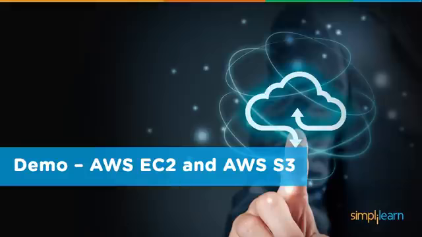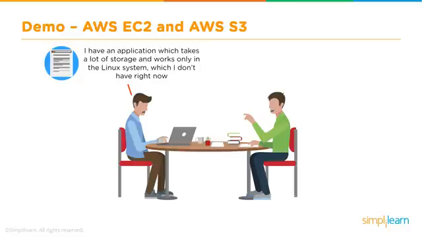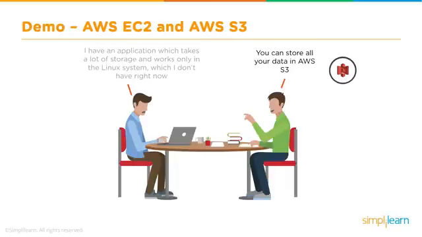Alright, enough of theory, let's have a quick look at how two services in AWS, EC2 and S3, work together and benefit us. Here are two IT professionals talking to each other. One says, I have an application which takes a lot of storage and works only on a Linux system, which I do not have at the moment. The other one is a smart guy, and he immediately replies that he could use S3 to store and retrieve data and use EC2 for all his compute needs.